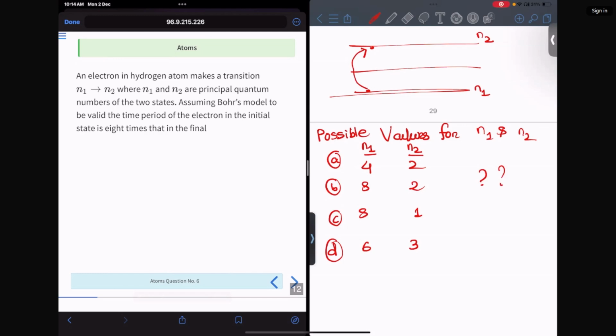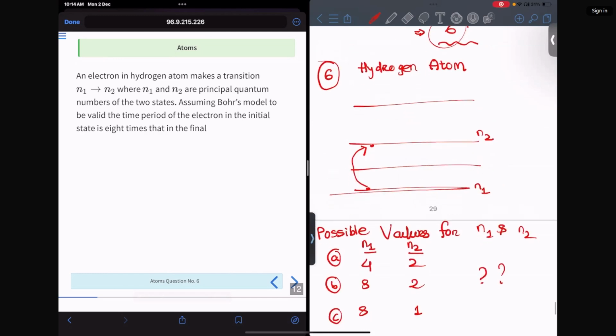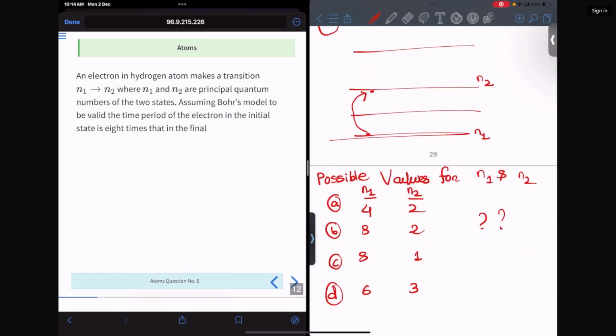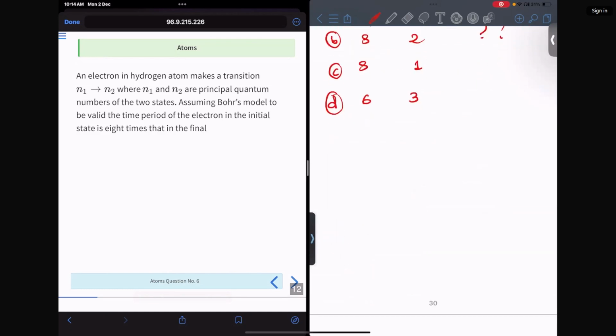So this is the question, we have to solve this. This is the hydrogen atom. An electron made a transition from n1 to n2. If the time period of the electron in the initial state is 8 times that in the final state, we have to choose the correct answer from these 4 options.